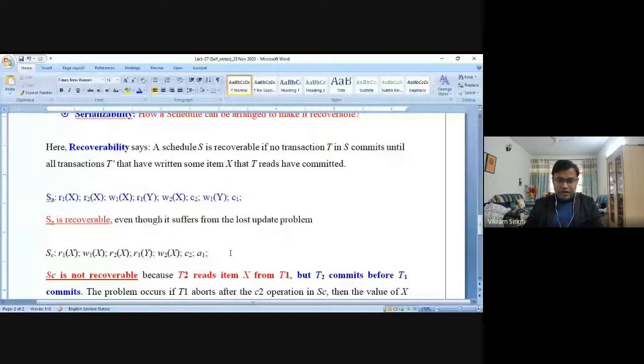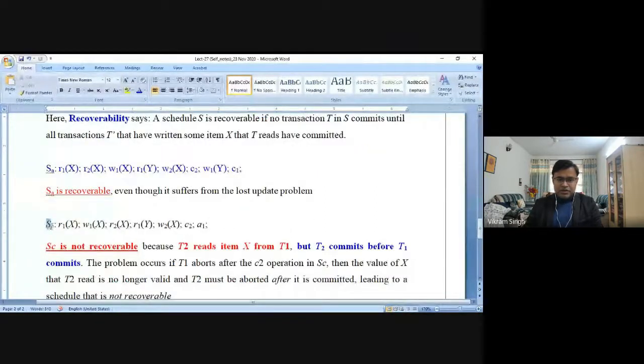Similarly, there is another scenario in schedule SC. We have read on X, R1X. After the read on X, we have W1X, so transaction T1 is trying to modify it. Then we have R2X, which is reading data item X by transaction T2. Then we have read R1Y, and then W2X. So T1 is the first transaction trying to modify, and the second transaction T2, after a few steps, is reading it and modifying it.